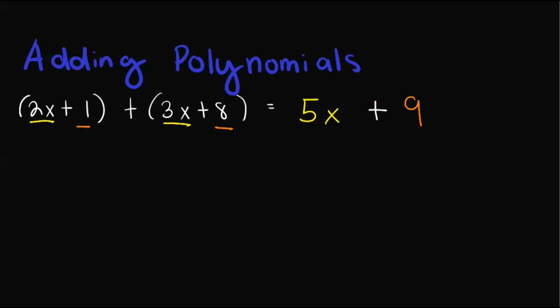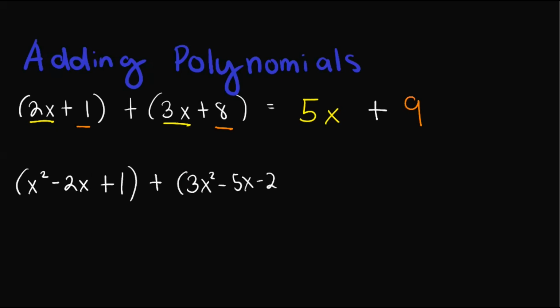Let's go on to our next example. If we have x squared minus 2x plus 1 plus 3x squared minus 5x minus 2. So how do we solve this one? Again, we combine the like terms.